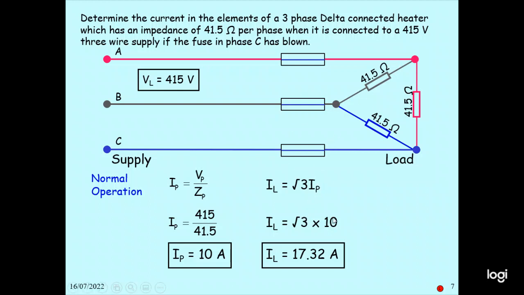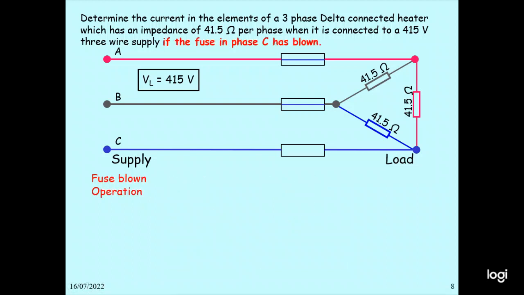So root 3 multiplied by 10, you get 17.32 ampere. Then the fuse blows. So when the fuse blows in phase C, IA and IB flow, and IC equals 0. Therefore, the current flows through IA and IB. So what happens is that 41.5 ohm and 41.5 ohm are connected in parallel, and that is also connected in series with the 41.5 ohm.